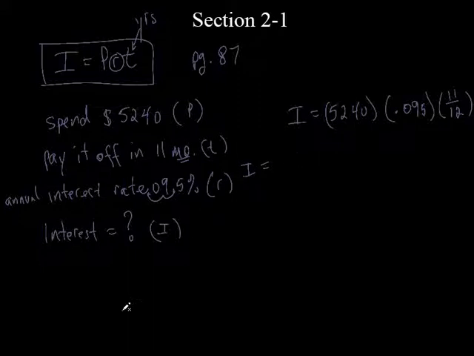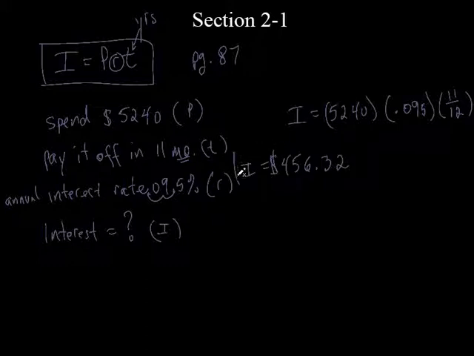So I get 5240. Anybody do it yet? 5240 times 0.095 times 11 over 12. What'd you get? 456? Yeah. Okay. 456.32, right, if we round it. Now, they don't tell you how many places to round it, but it should be how many? Why 2? Because what did we just find? Money, right. Okay, it's in cents, right? So we go down to cents. Does that make sense? Yeah, it does. All right.